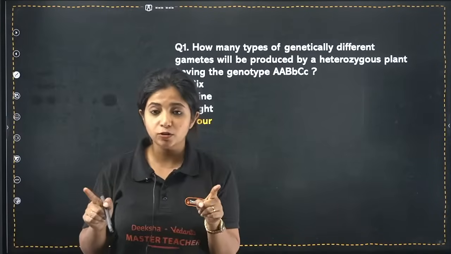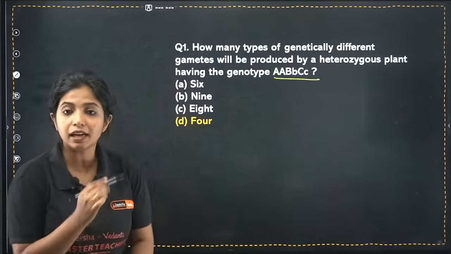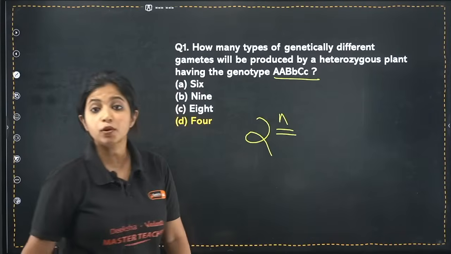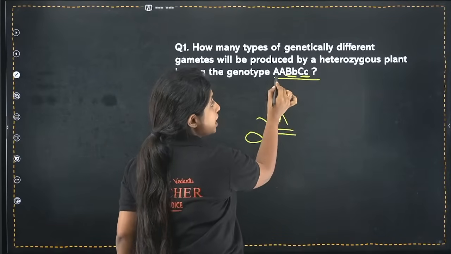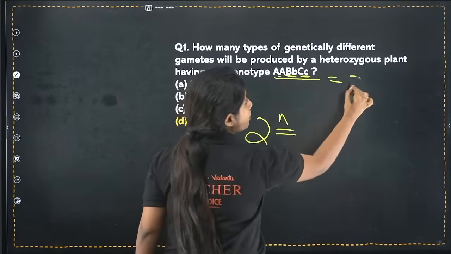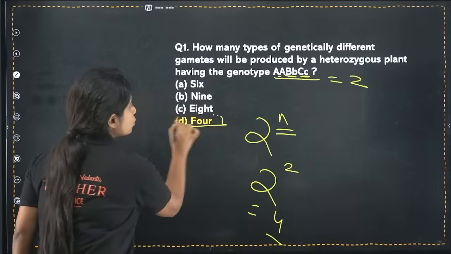Now we are starting the second PUC portion. Listen to me carefully. If you get a condition like this, how many gametes are being formed? You use the formula 2 raised to the power n. N is the number of heterozygotes. How many heterozygotes are there? This is a heterozygote, this is a heterozygote. This is not, because both the alleles are similar. So 2 of them are heterozygotes. So I put 2 raised to the power 2. It becomes 4. So the answer for this question is 4.